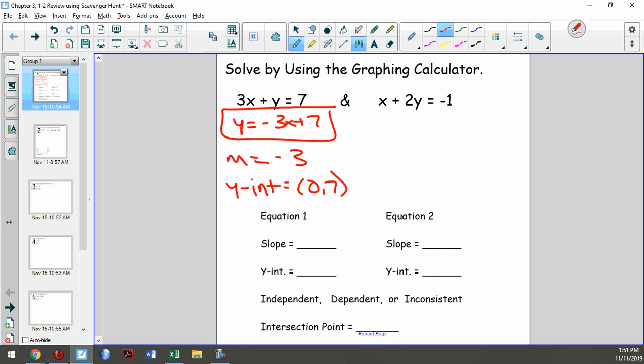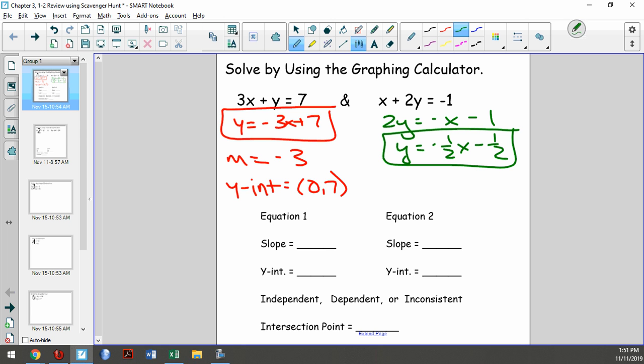Okay, the next one over here. I'm going to go ahead and subtract x from both sides and divide each term by 2. What is my slope? My slope is going to be negative 1/2. And what is my y-intercept? 0, negative 1/2, making sure we're putting it as an ordered pair.